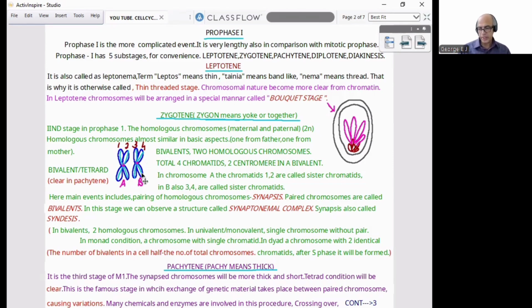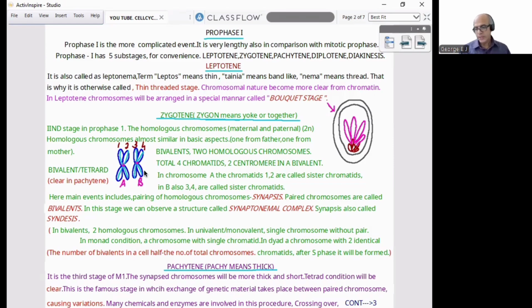I think the two words are clear: sister chromatids. And in zygotene, the main events include pairing of homologous chromosomes. That is why it is called zygotene: zygon means together, pairing of homologous chromosomes. This pairing is called synapsis, a famous question. The paired chromosomes are called bivalents. And in this stage, we can observe a structure called the synaptonemal complex, connected with the synapsis.